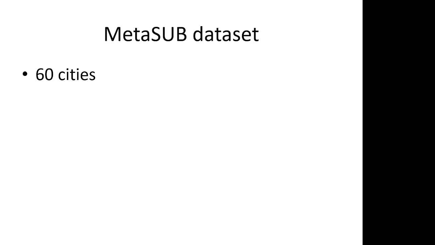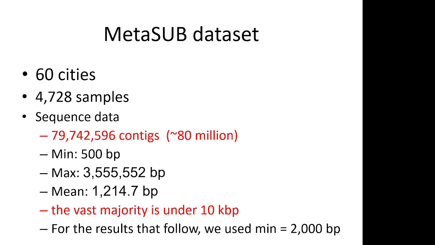So here are the basic data for this data set: 60 cities, almost 5,000 samples, and the contigs, which is what we were interested in, about 80 million contigs, with a minimum size of 500 base pairs, a maximum size of 3.5 million base pairs, and a mean of 1.2 kilobase pairs, which means that the vast majority of these contigs are under 10 kb.